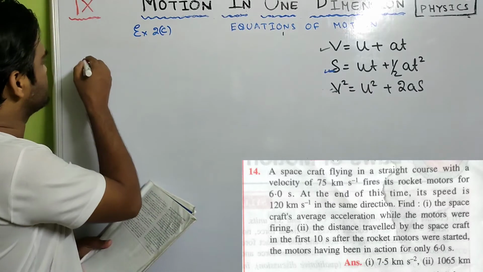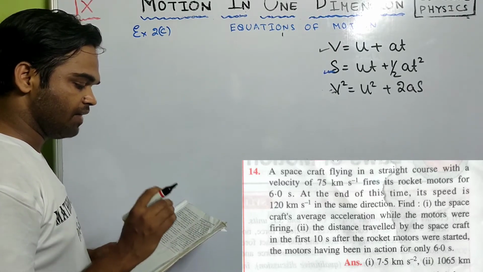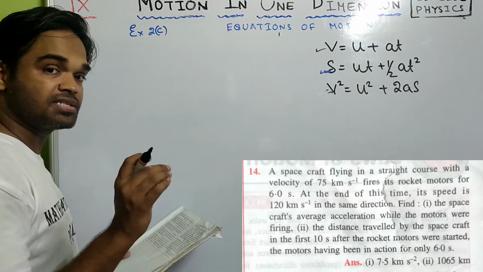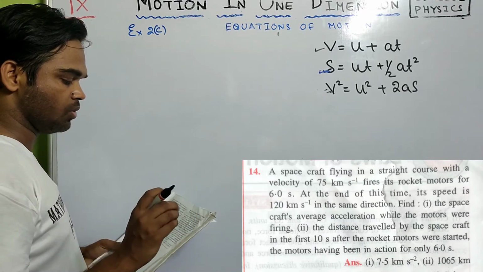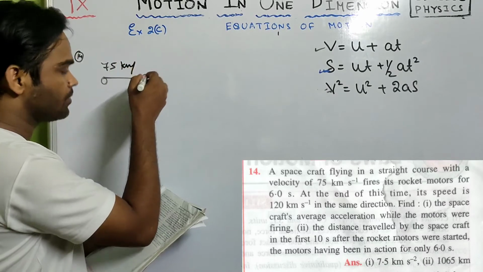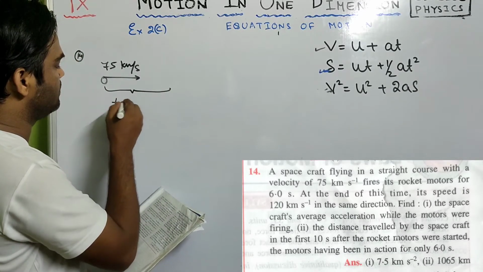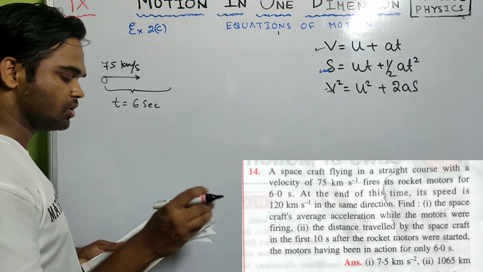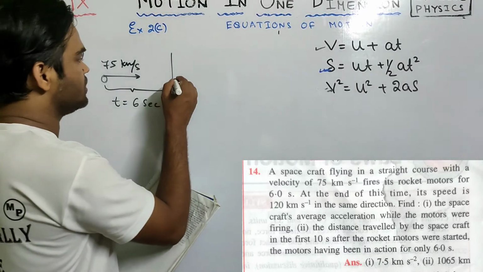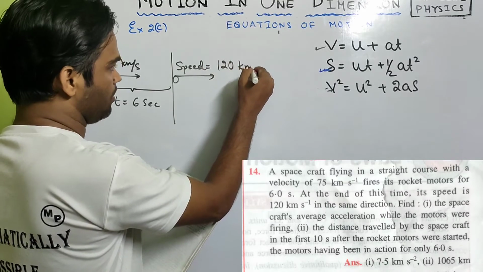Now let us see number 14. Very interesting. A spacecraft flying in a straight course with a velocity of 75 km per second fires its rocket motor for 6 seconds. At the end of this time, its speed is 120 km per second in the same direction. Try to understand. For 6 seconds it fires its rocket motor. After the end of 6 seconds, its speed changes to 120 km per second.